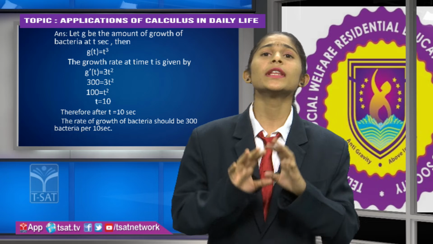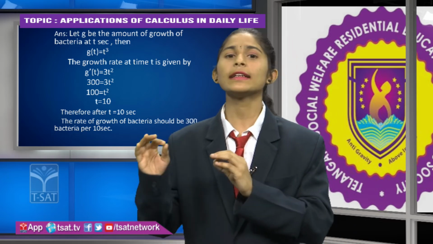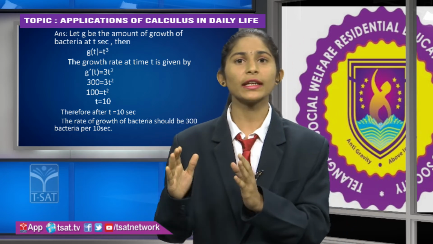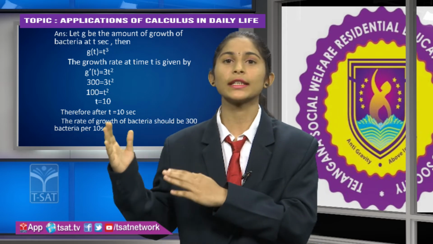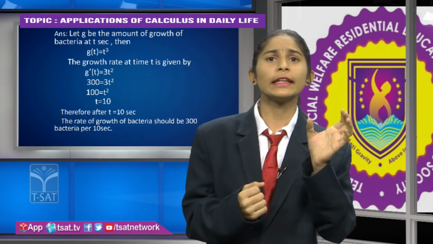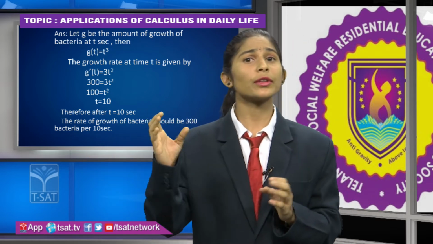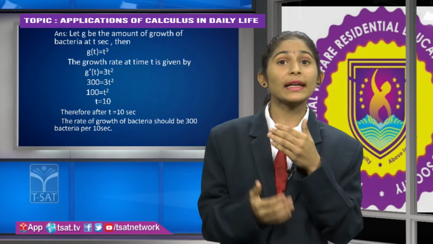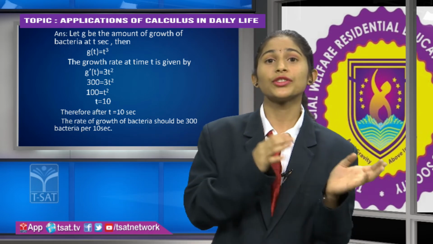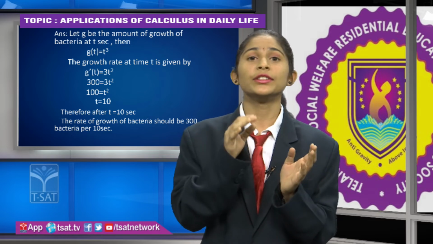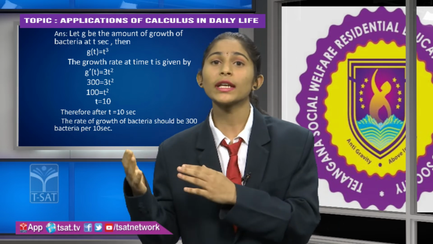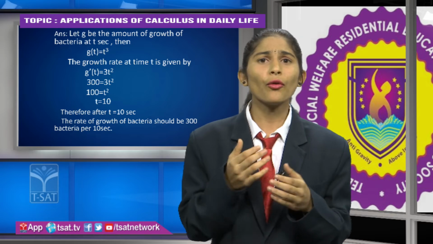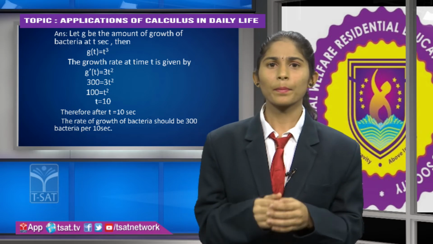Let G be the growth of bacteria in t seconds. G of t is equal to t cube. That is, in t seconds, the bacteria growth is t cube. Then the rate of growth of bacteria is changing. Then G dash t is equal to 3t square. Friends, do you know how we get 3t square?